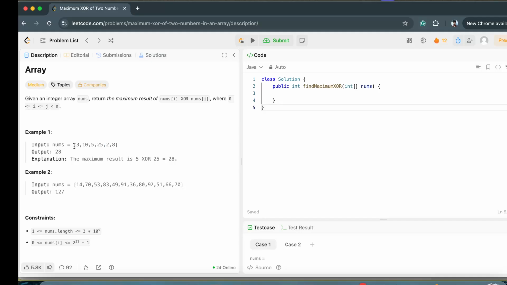And this way we will keep on checking two numbers, like 3 with 10, 3 with 5, 3 with 25, 3 with 2, 3 with 8, and we get the results. At any point in time, if the XOR operation between any two numbers is maximum, we will keep updating it into a variable, and that is what we can return. Okay, that is the brute force way.